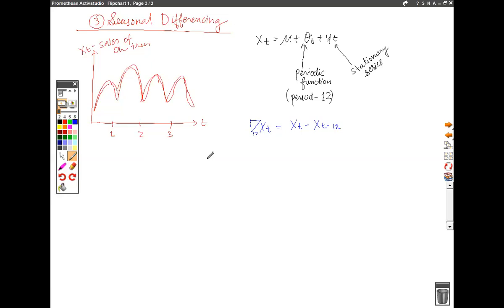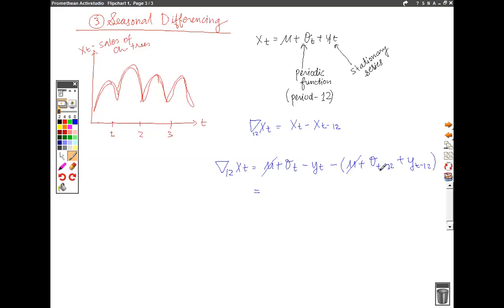And let us now write, if I apply the same thing to this model here, what I will get is, for nabla_12 x_t, I'll have to first write my x_t, which will be something like this. And then I have to subtract from it x_{t-12}. So I'll have mu, which is just a constant, and theta_{t-12} plus y_t minus y_{t-12}, right? So this mu and that mu will cancel. And now what happens with theta_t and theta_{t-12}?